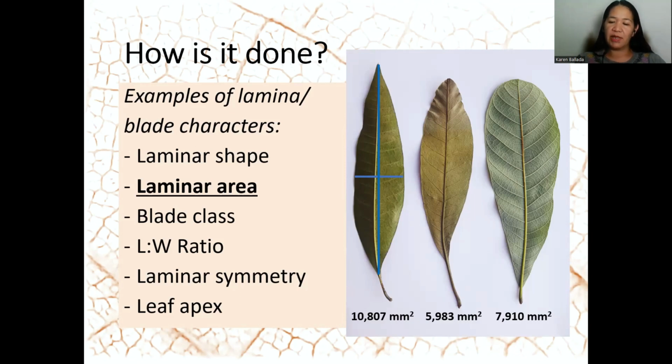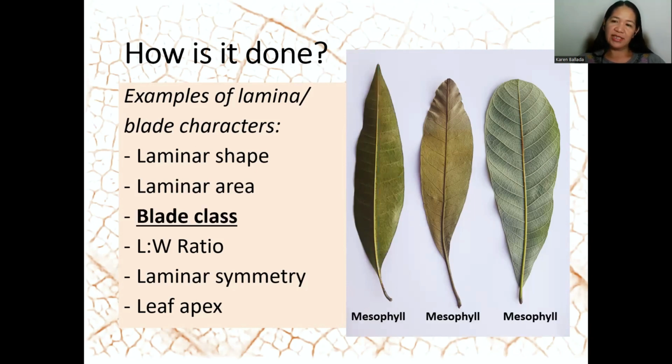Now, using this laminar area, you can determine the blade class of your specimen. There is a table that was developed by Webb in 1959, wherein a certain range of laminar area is assigned to a particular blade class. So in my specimen, since the laminar areas all fall within 4,500 to 18,225 millimeters squared, all three specimens are classified as mesophyll.